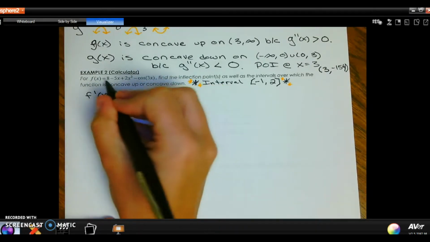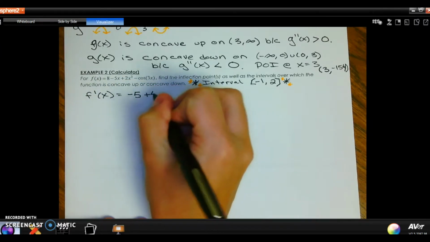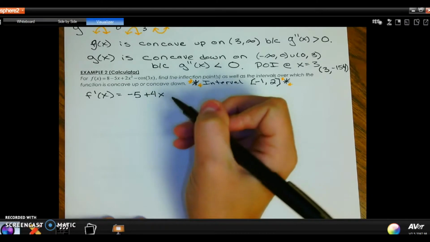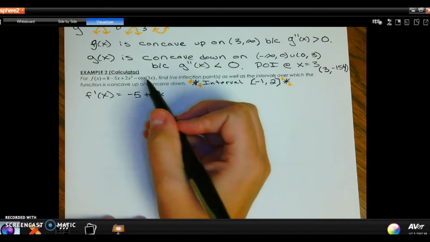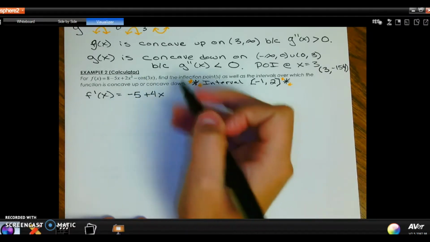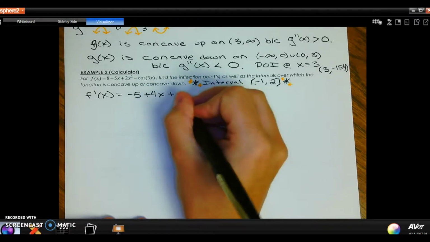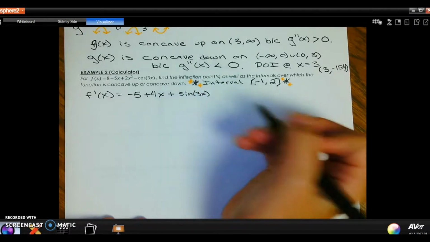And that's going to be, all right, the derivative of that is 0. Then I'm going to get a negative 5 plus 4x. And then over here, you're going to have kind of a chain rule and trig. So the derivative of negative cosine is going to be positive sine. So it'll be positive sine of 3x, then chain rule times the derivative of the inside.